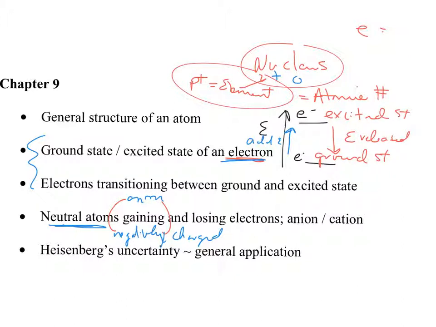Well, what about a neutral atom losing electrons? Is it going to be positively or negatively charged? It would be positively charged, yep. Exactly. And what do we call a positively charged thing? Cation. Yep.